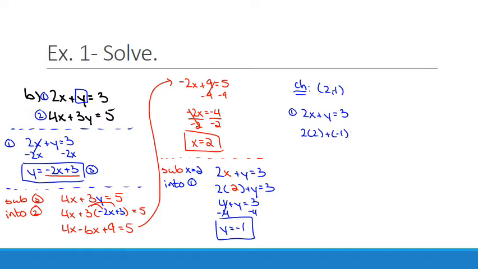So I'm just writing that out. So this would be 4 minus 1 equals 3. My left side works out to 3. The right side works out to 3. It worked for that one.